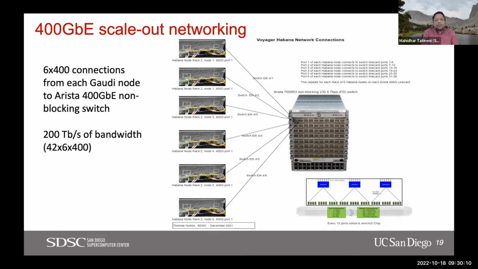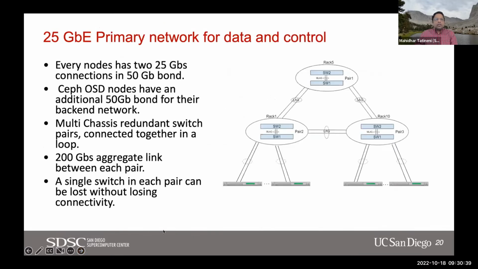So overall, that means it's 42 nodes, right? Times 6 times 400. So you're talking over 200 terabits of bandwidth in aggregate going out to the full system. So basically, if you have all these nodes going into the big Arista switch, which is completely non-blocking, 230 terabits per second switch. So that's the training network aspect of the system.